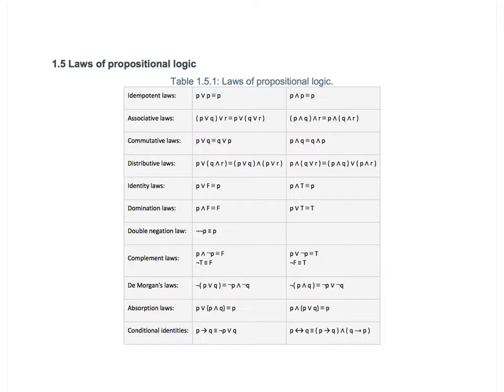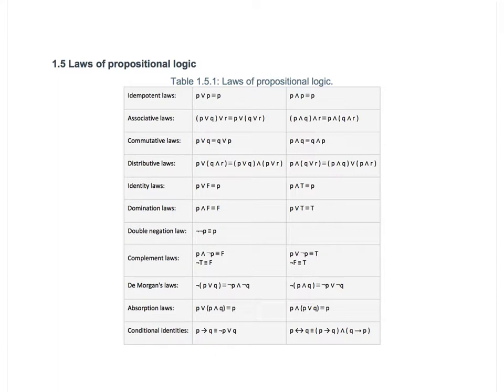Identity laws, which means the disjunction of P and false is always P. The conjunction of P and true is always P. Same for domination law. The conjunction of P and false is false, while the disjunction of P and true is true. We have double negation law, which only has one single form, the negation of P is logically equivalent to P itself.